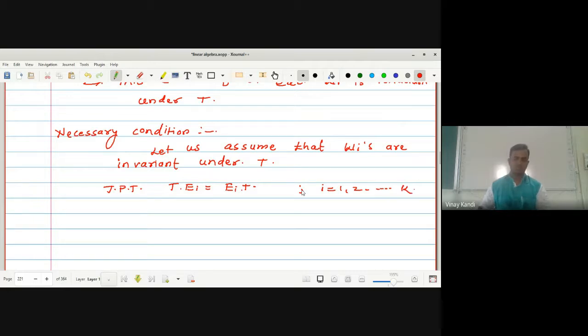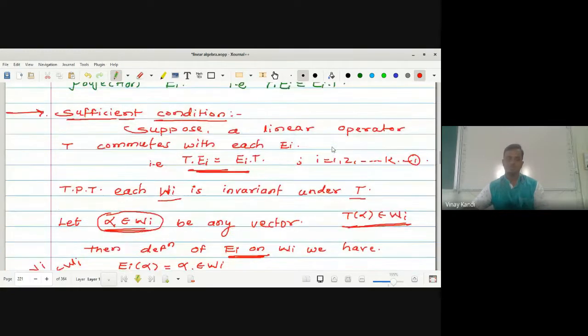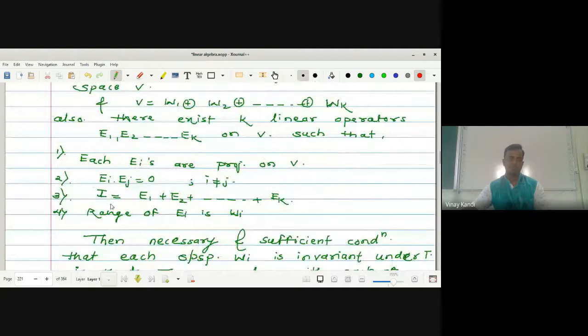Okay, now we have this I is equal to E1 plus E2 plus up to so on Ek. How? Because this statement is given to us, the third one, such a statement. So I is equal to E1 plus E2 plus up to so on Ek.